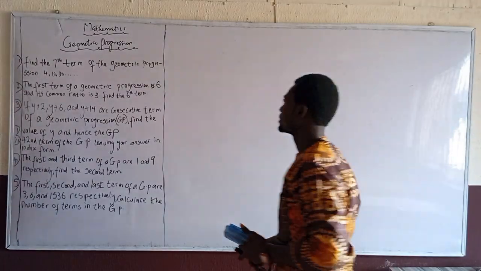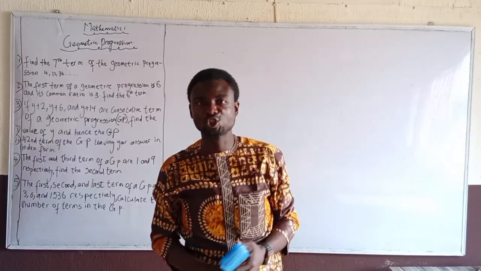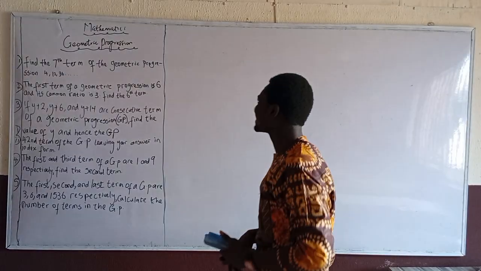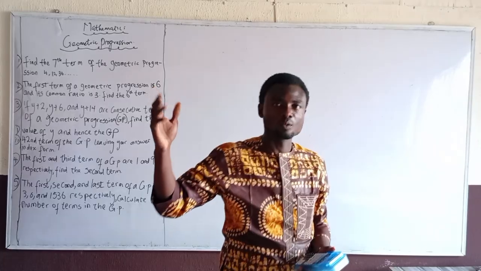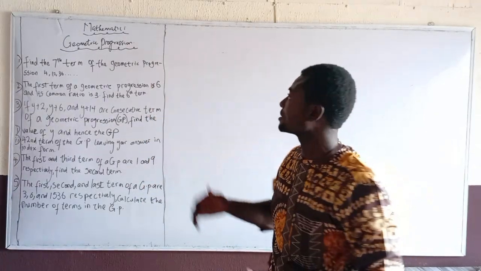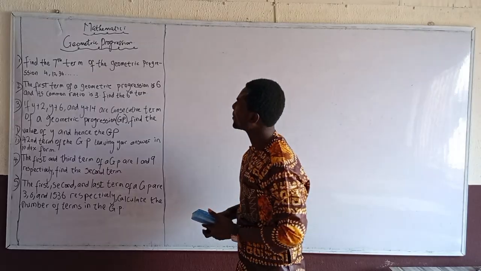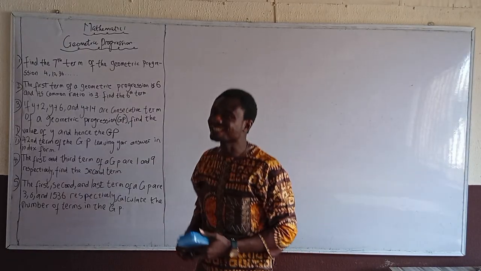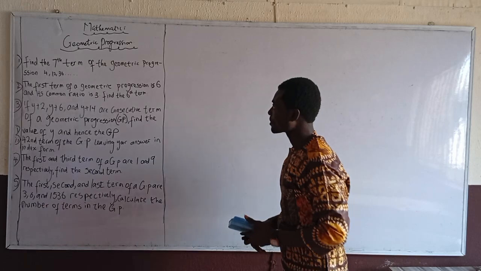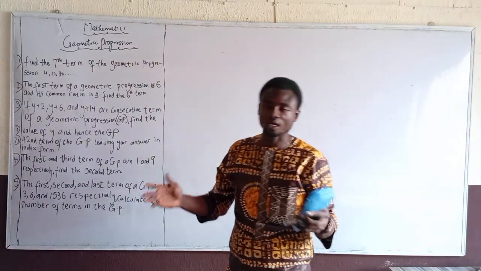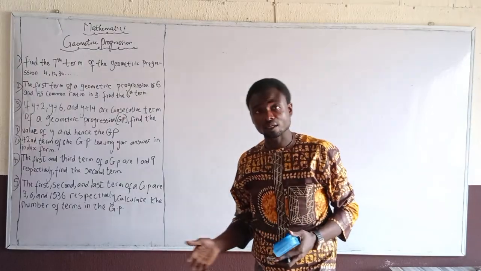So today's class is about mathematics, where we take GP, which is geometric progression. In our previous class, we talked about AP, which is arithmetic progression. So today we're looking at GP, geometric progression. Before we solve our questions, let's take a look at the formulas of GP, one after the other.